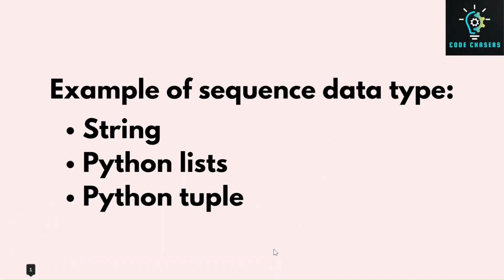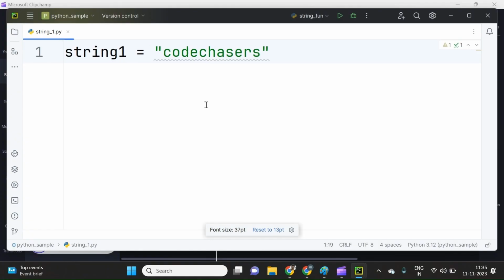In our last video, we saw the sequence data types, right? A string, a Python list, and a tuple. In this video, we will see what is a string in detail, how we can access the characters in a string, and what is string slicing. First of all, we will recall what is a string, okay?